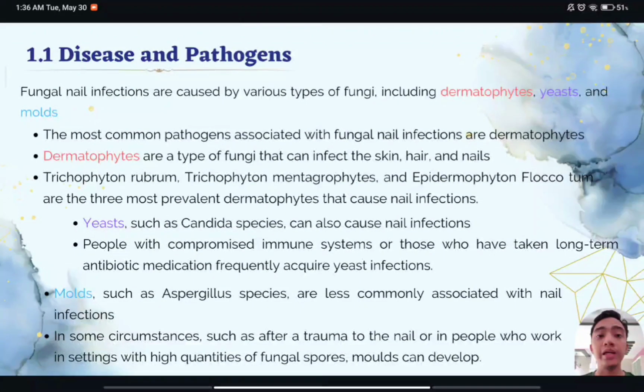Onychomycosis is another name for a fungus that infects one or more nails. It is a common condition that results in fungal nail infection. The infection usually starts as a white or yellow spot under the nail. If left untreated, it can progress to the nail bed and cause thickening, discoloration, and deformation of the nail. Both fingernails and toenails can be affected, but toenails are more commonly affected.